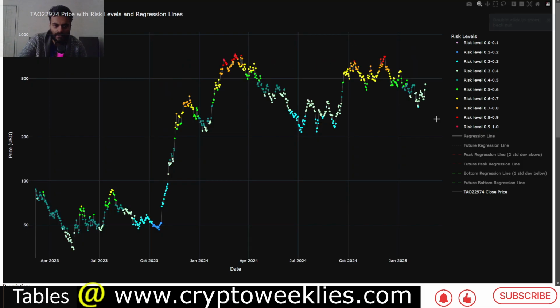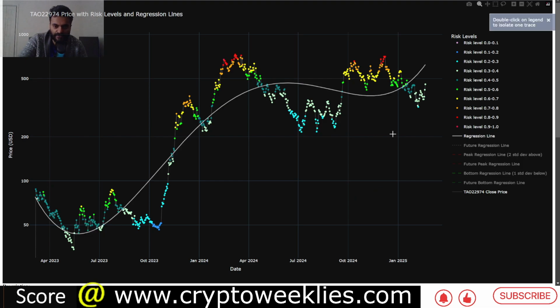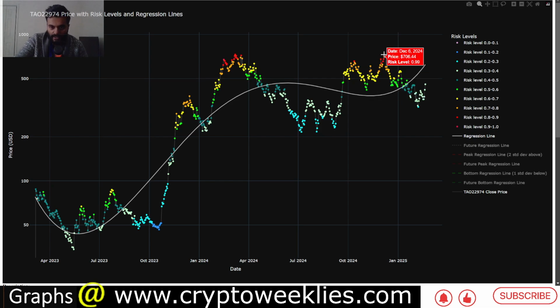This is the polynomial regression based analysis of what the fair value of TAO is. Right now, per this polynomial regression model, the fair value is at around $622. That means the current risk is at around 41%. This uses the same logic, but instead of looking at the simple moving average, it looks at the regression based value to color code the risk on the price chart itself.